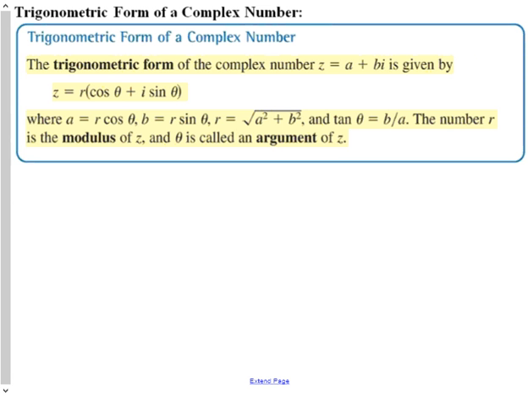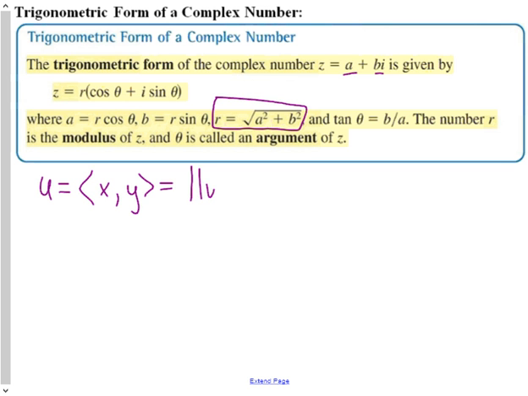Next, the trigonometric form of a complex number z equals a plus bi is given by z equals r times cosine theta plus i sine theta. So what's r? r is that magnitude. And again, what I was referencing earlier, remember when we covered that a vector, x, y, we could also write it as magnitude cosine theta, comma, magnitude sine theta. This is the exact same thing, just instead of dealing with vectors, we're dealing with complex numbers.